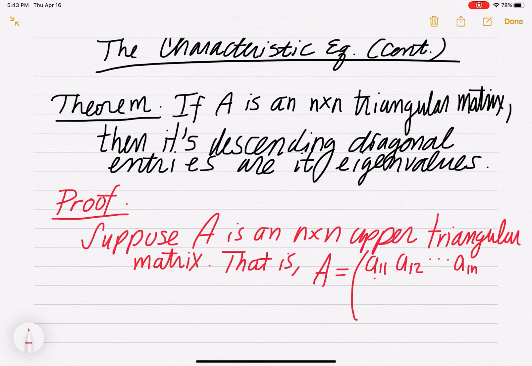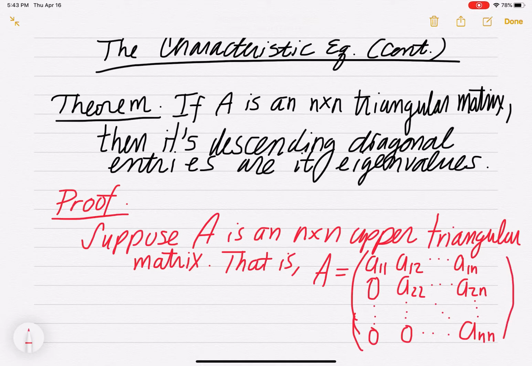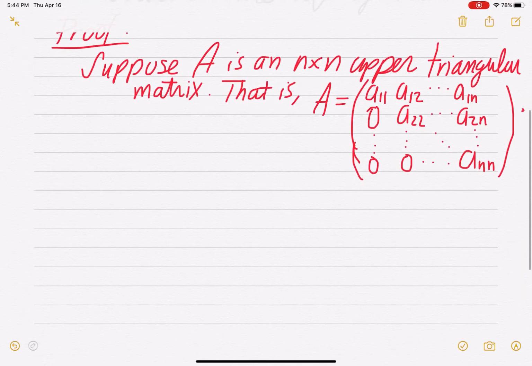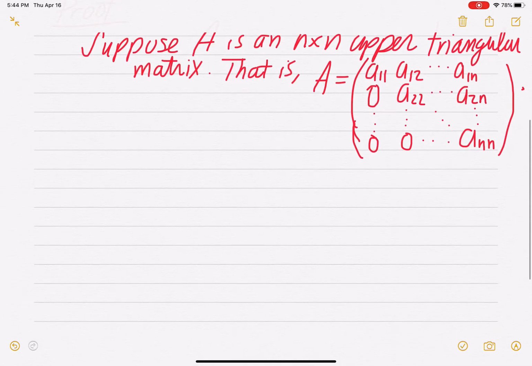A1n, and down here you have 0, and then A22, through A2n, and so on. You have a bunch of zeros below, and all the way down the diagonal you have Ann. So it's an upper triangular matrix. You have zeros below the main descending diagonal. We want to focus on the eigenvalues of these matrices.